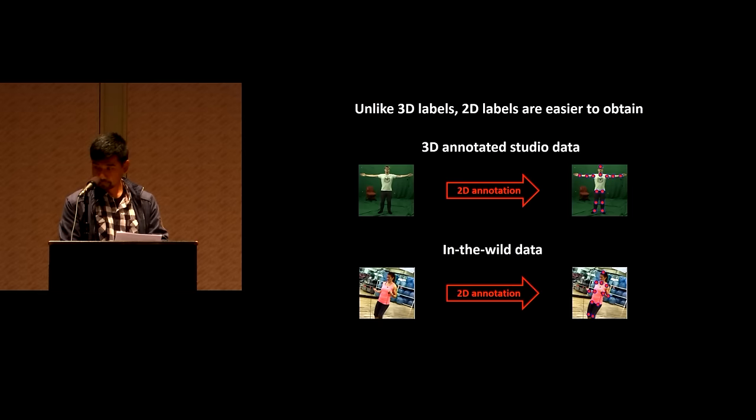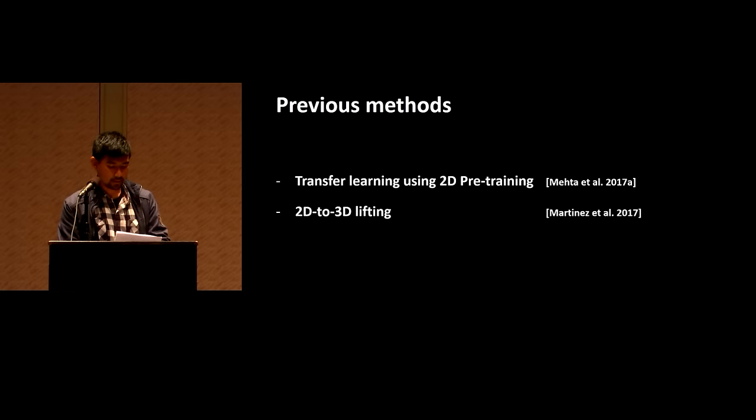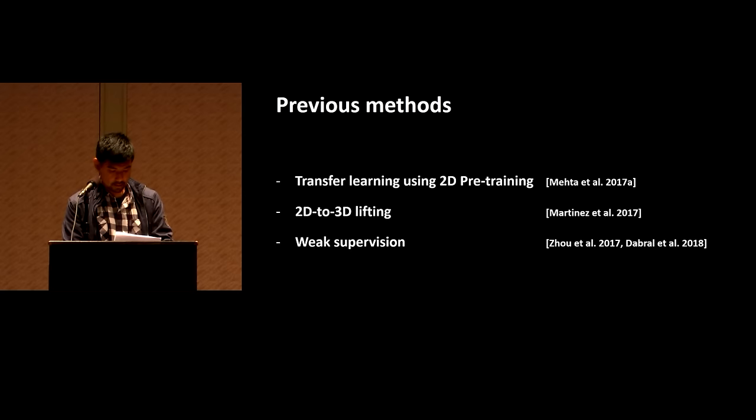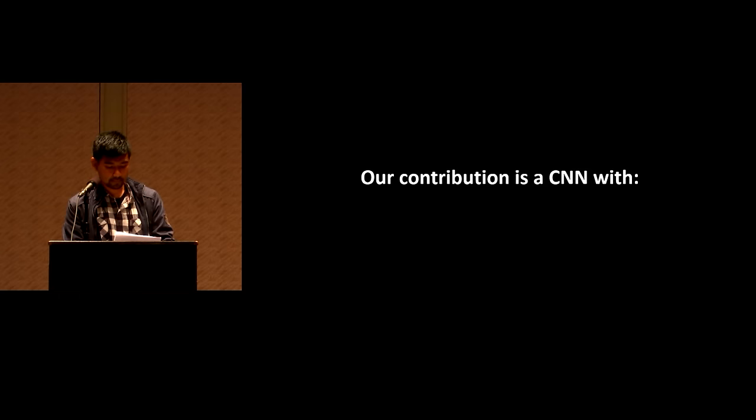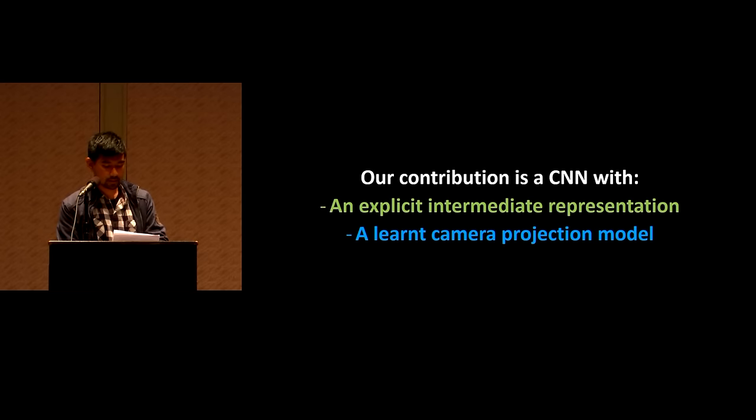Because of this, some of the existing methods resort to either transfer learning, 2D to 3D lifting, or weak supervision. We present a new method that can be trained on large-scale 2D individual data and scarce 3D data. To this end, we propose a novel CNN architecture with an explicit intermediate representation and a learned camera projection model. The overview is as follows.